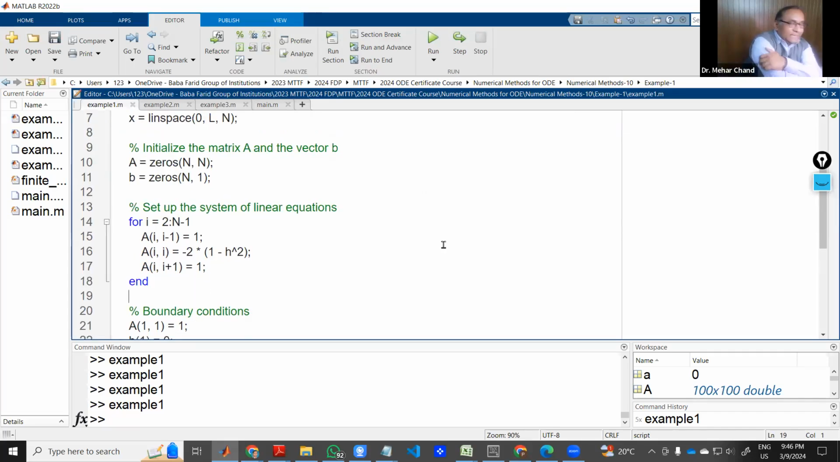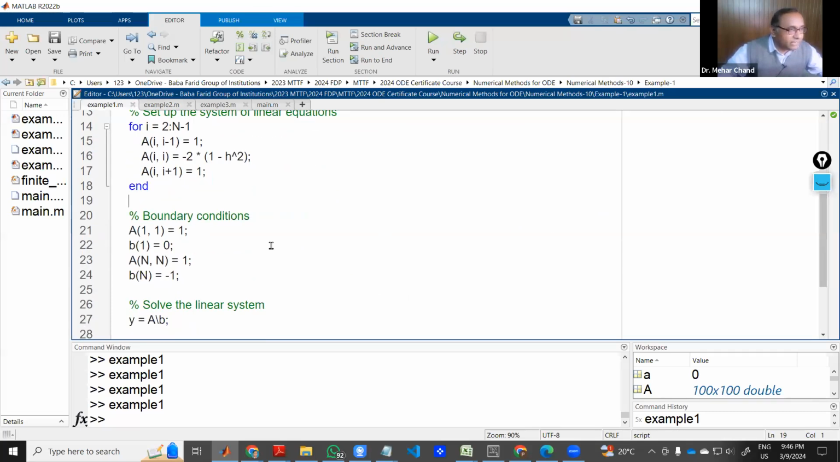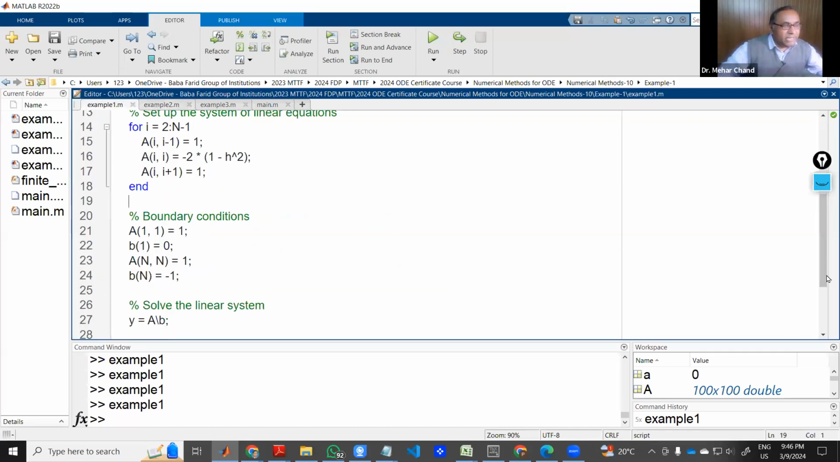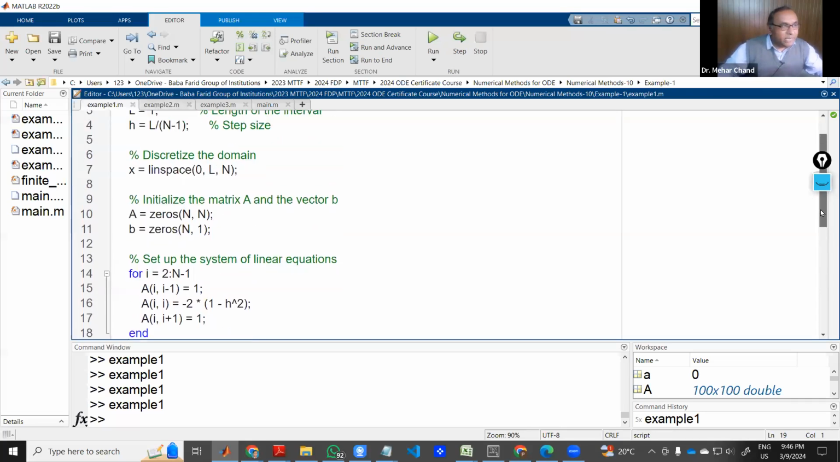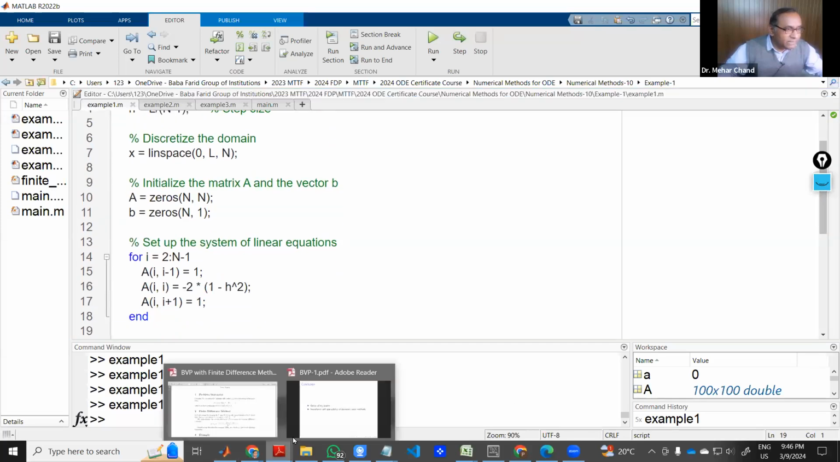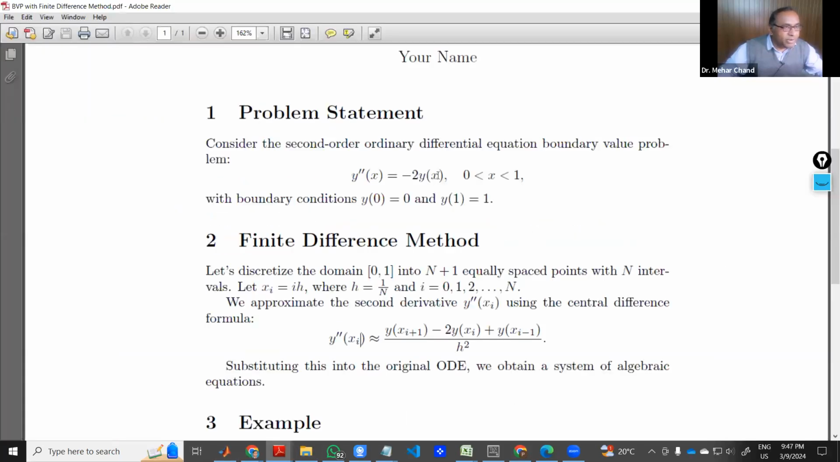Any question, please? I think everything is clear. If you have any doubt, please discuss so that we can go for the next example. No question. Okay. So here you can see we have one more example. In the first, we had only this type of problem. y double dash x is equal to -2yx. First order missing in this example.